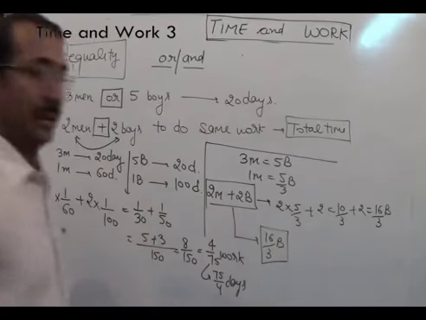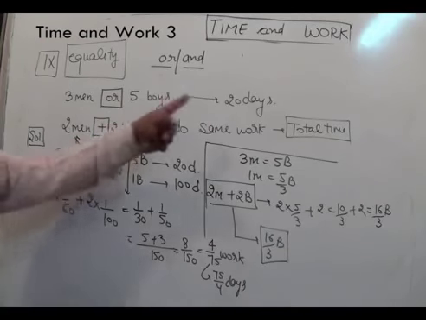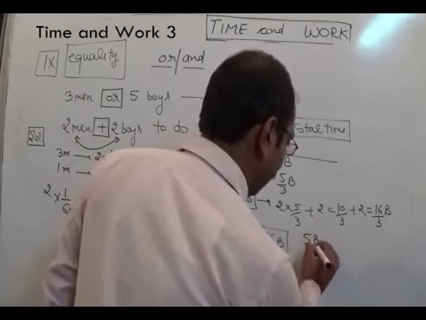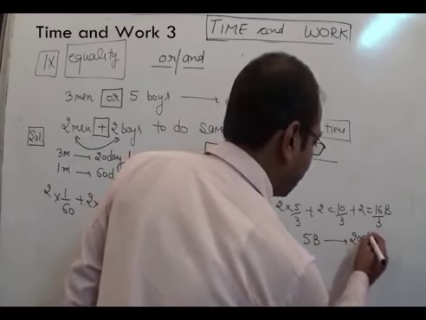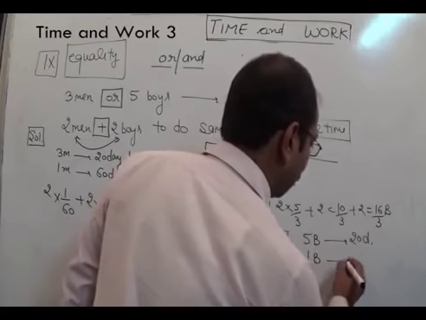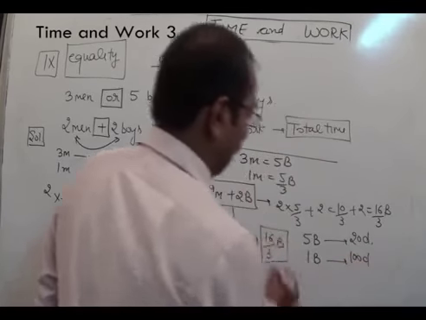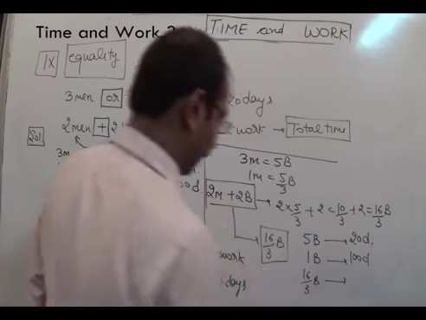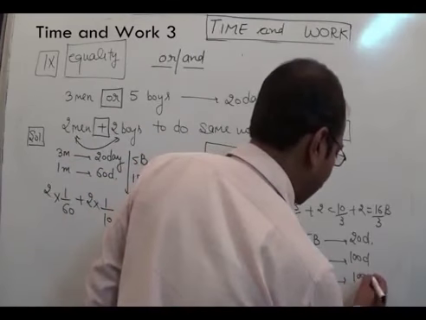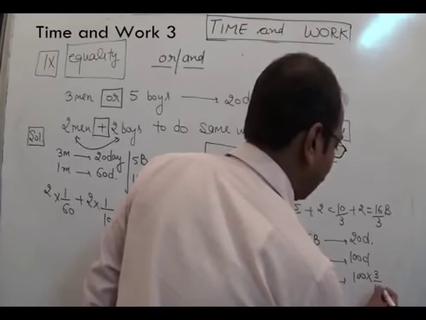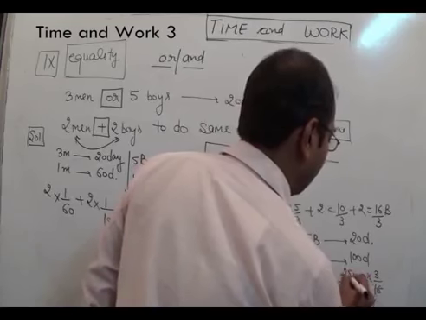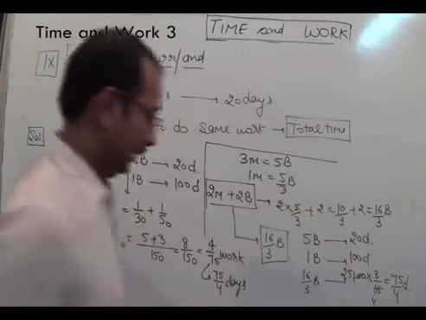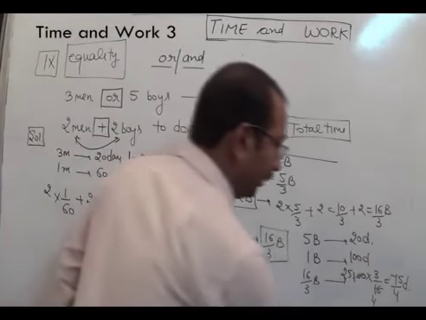Right? Now our question is, 5 boys can do the work in 20 days. It is given that 5 boys can do the work in 20 days, so 1 boy can do the same work in 100 days. How many boys do we have? 16 upon 3 boys. So how much time will they take? They will take 100 into 3 upon 16, which is 75 upon 4 days, so our answer is 75 upon 4 days. You will find your answer would be the same.